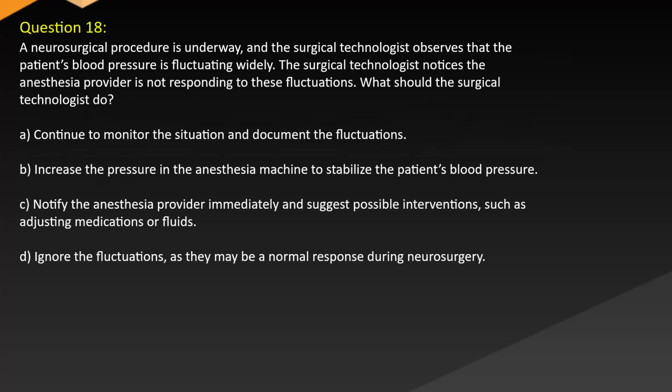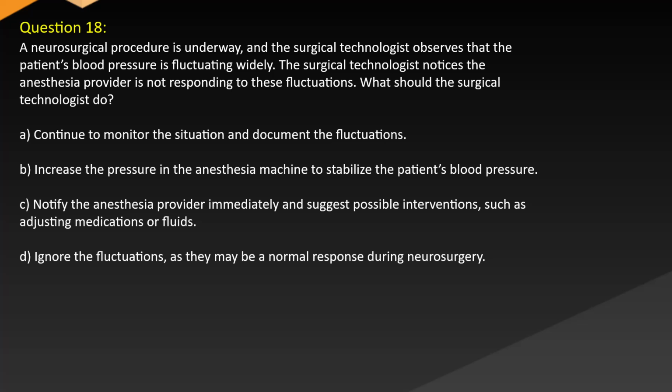Question 18. A neurosurgical procedure is underway and the surgical technologist observes that the patient's blood pressure is fluctuating widely. The surgical technologist notices the anesthesia provider is not responding to these fluctuations. What should the surgical technologist do?